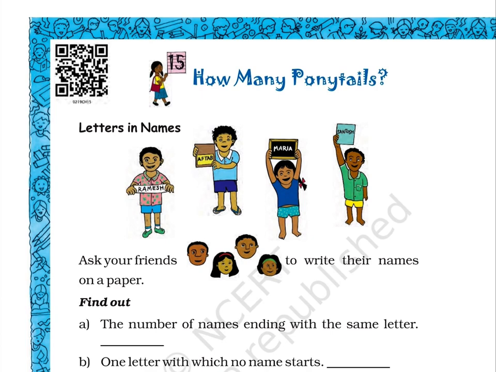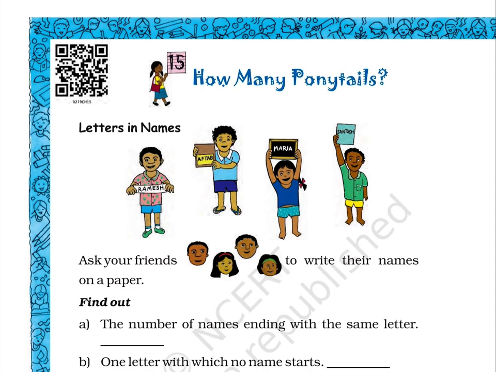This page is divided into two parts. Each part has questions based on pictures. Let's begin reading this page. Part 1. Letters in Names. The picture shows 3 boys and 1 girl, each holding a flashcard of their name in their hands.